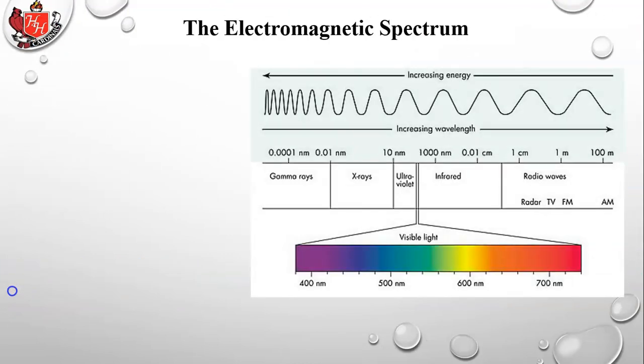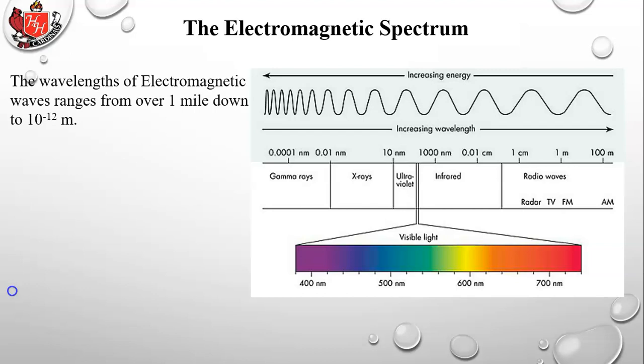Now, the electromagnetic spectrum, what that is, it's simply a graph of all of the different wavelengths of light. So the wavelengths of electromagnetic waves range from over 1 mile, that would be for radio waves way over on the right side of that diagram, to 10 to the minus 12th meters, which would be way over on the left side where gamma rays are.